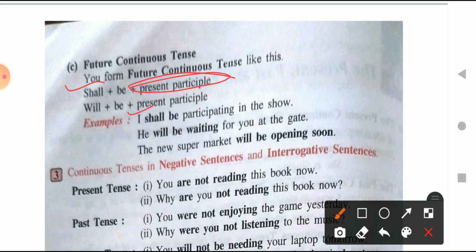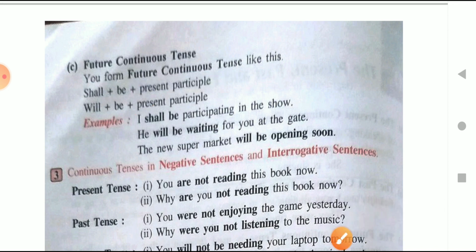This one. I shall be participating in the show. It means what he is going to do? He is going to take part in the show, right? So here, this is the way how you form verb for future continuous tense. Okay, these were the tenses.